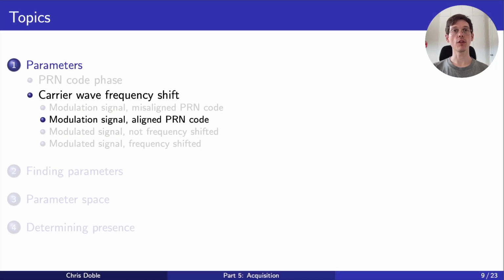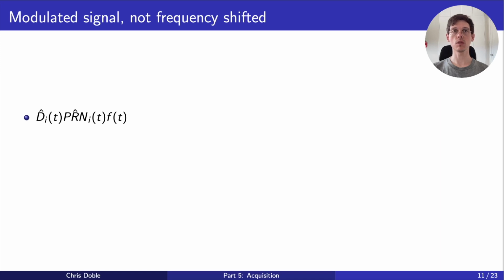This is yet another way to show why it's important for the PRN codes to be aligned. For the third example, let's consider a modulated signal that isn't frequency shifted. That is, it's the product of the navigation message, the PRN code, and the carrier wave.